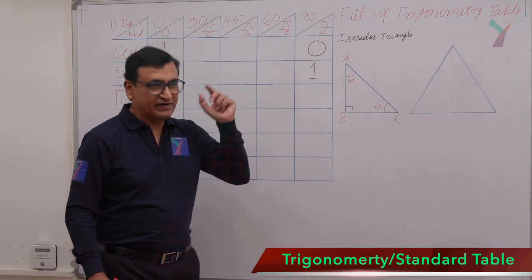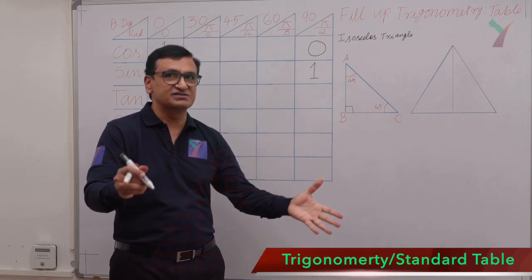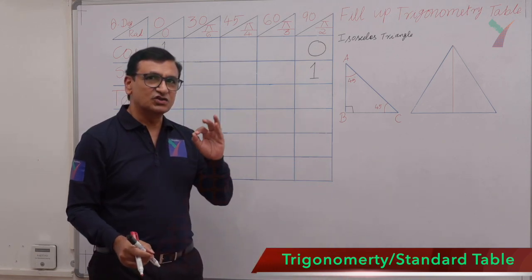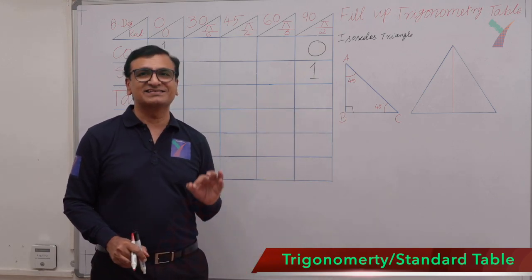Now, 45 degrees is pi by 4 radians. It's better to get used to using radians because as you progress, you will be increasingly using radians. So let us use radians as the angular measure.